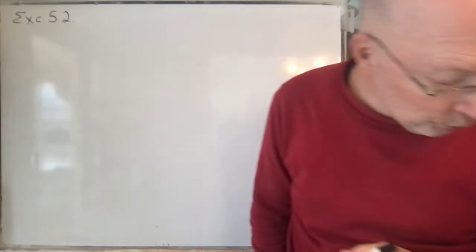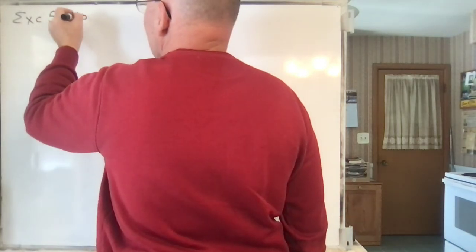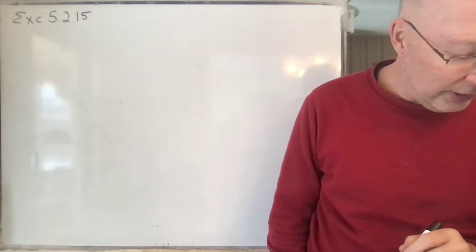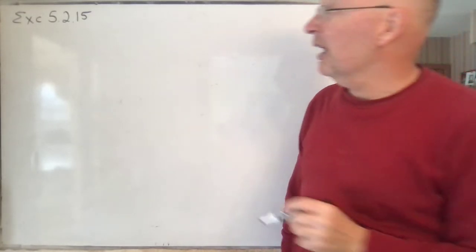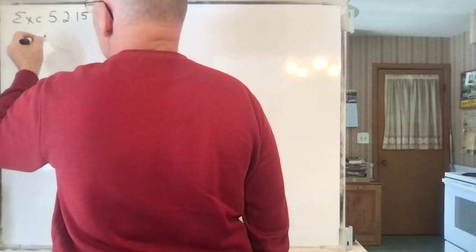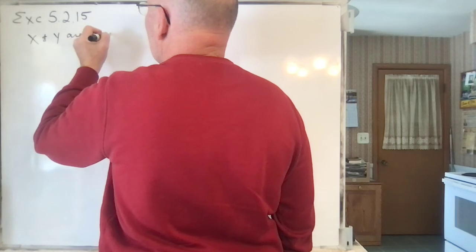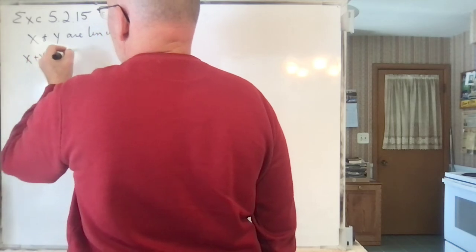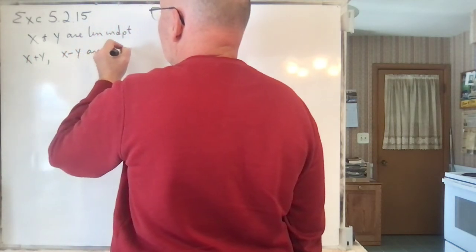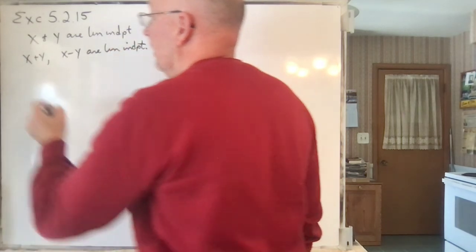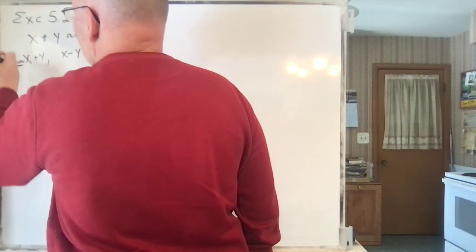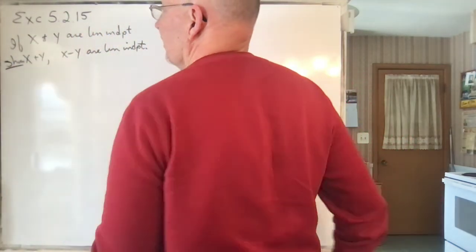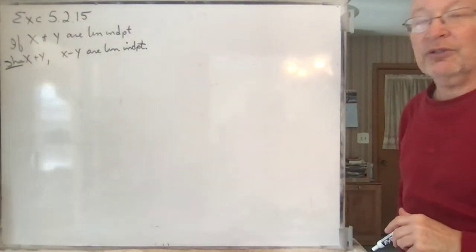It occurred to me that this is a really important problem for you to do, but I might as well help you with it. You'll be responsible for it, but let's do it together. So here's what we're told. We're told that x and y are linearly independent, and I want you to show that these two vectors are linearly independent. If these two are linearly independent, show that these two vectors are linearly independent. Okay? So let's do it.